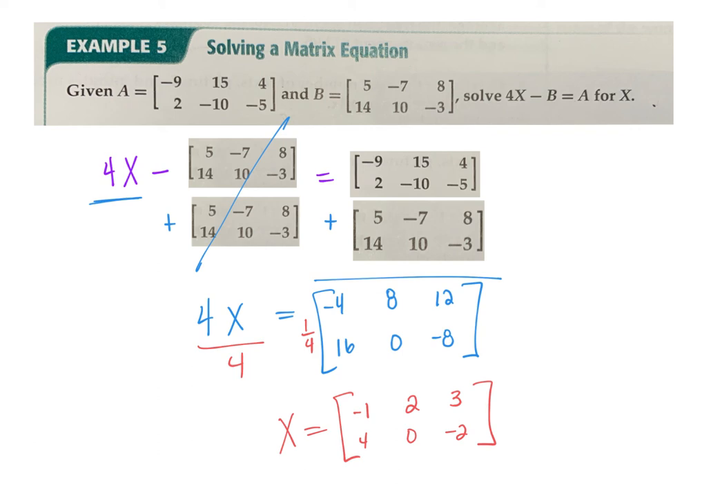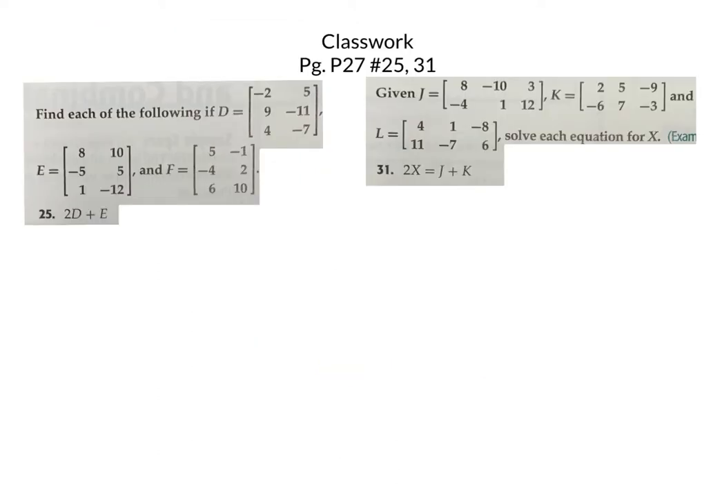And you could check it. You could literally plug that back in and do order of operations. Multiply by 4, subtract that matrix, it should equal what's on the other side. All right, so you can do it just like you would do an algebra problem. You're simply solving for a variable, but in this case, your variable is a set of numbers. It is a matrix.